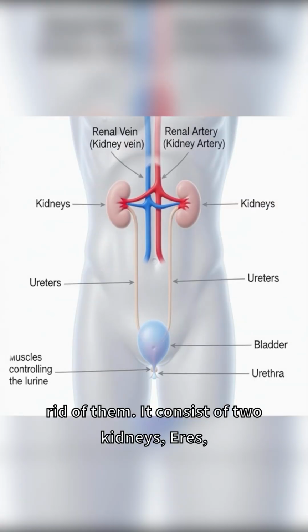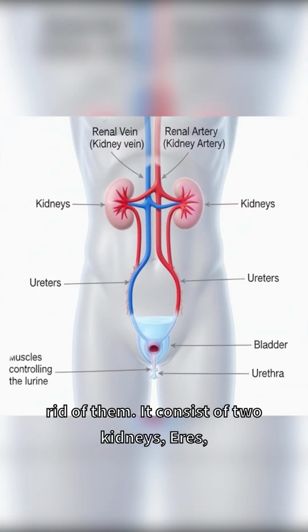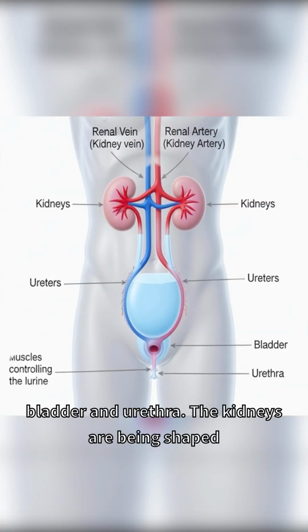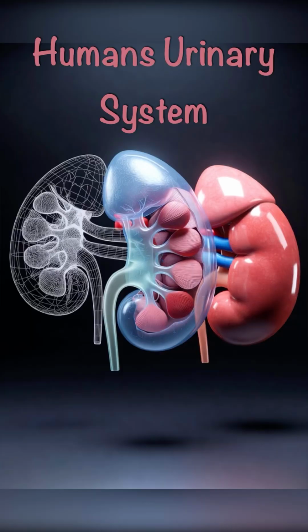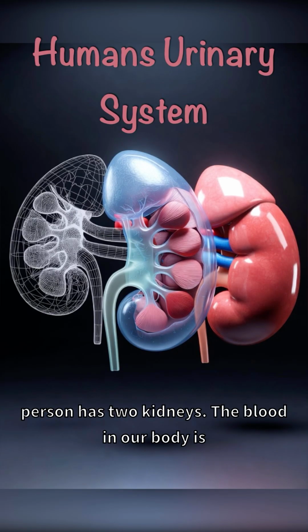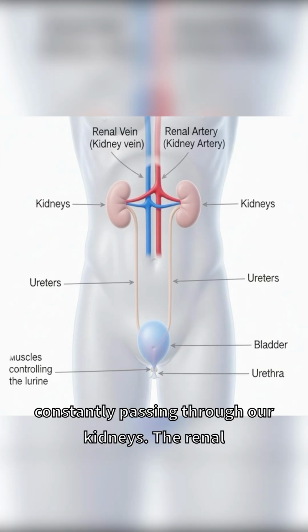The excretory system of human beings collects the liquid waste of the body and helps to get rid of them. It consists of two kidneys, ureters, bladder and urethra. The kidneys are bean-shaped organs at the back of our body just above the waist. Every person has two kidneys. The blood in our body is constantly passing through our kidneys.